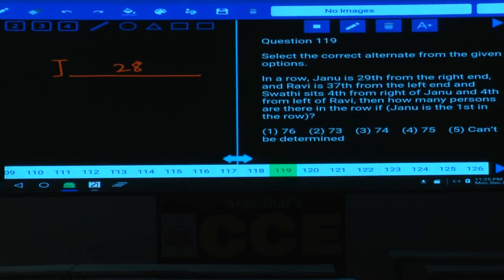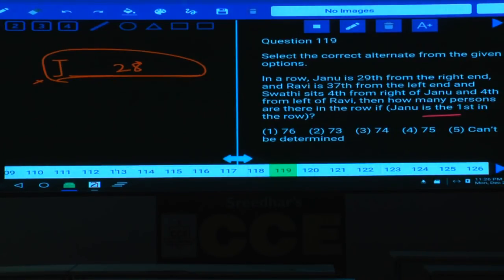28. If Janu is 29th from the right hand and Janu is the first in the row, there is no person before this Janu, isn't it? Then how many persons are there in this row? There must be 29. Is there any choice like 29? Isn't it? Hence the question itself is wrong.